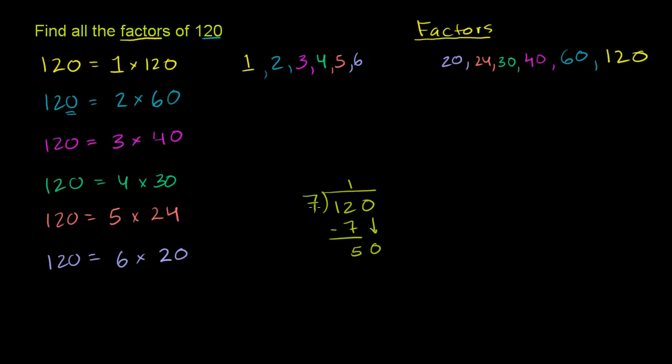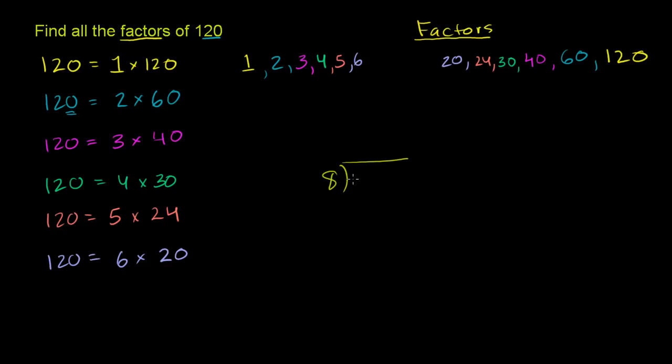Bring down the 0. 7 goes into 50, 7 times, since 7 times 7 is 49. Subtract. You have a remainder. So it does not divide evenly. So 7 does not work. Now let's think about 8. Let's think about whether 8 works. I'll do the same process.